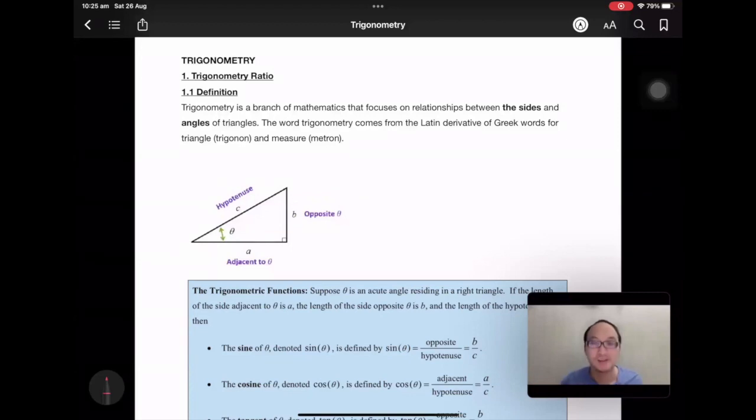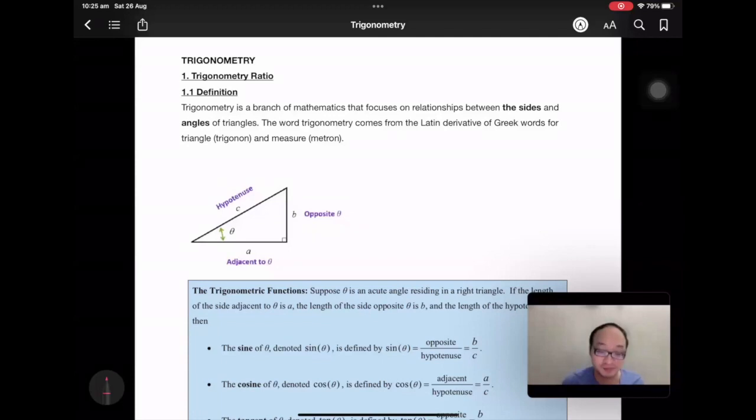Hi guys, this video will discuss trigonometry, and we will start with the very basic concept, such as the trigonometry ratio. So what is the trigonometry ratio? Trigonometry is the branch of mathematics that focuses on the relationship between the sides and the angles in triangles. The ratio that we can have is in the right angle triangle.